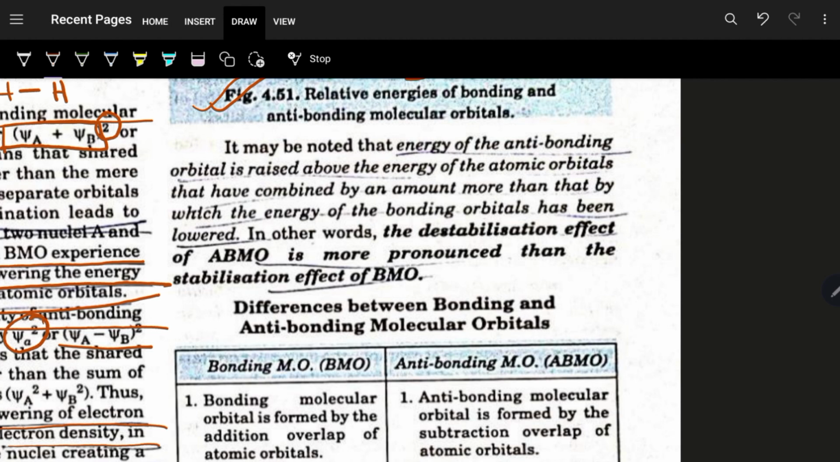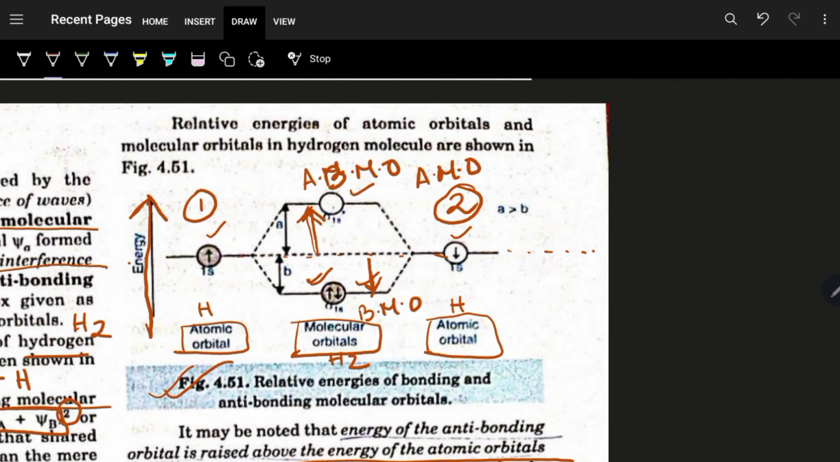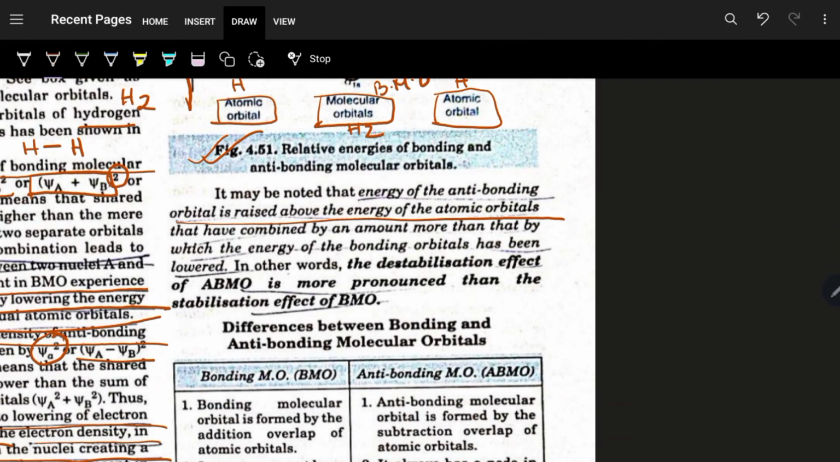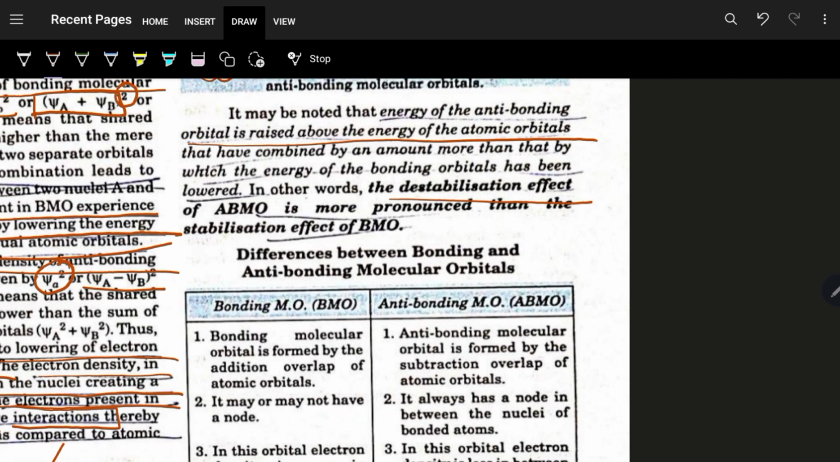It may be noted that the energy of the anti-bonding orbital is raised above the energy of the atomic orbitals. What is the energy of the atomic orbitals? This is the energy of the atomic orbitals, which I am calling the barycenter. The comparison of the raising or lowering will be with reference to the barycenter. In other words, the destabilization effect of the anti-bonding molecular orbital is more pronounced than the stabilization effect of the bonding molecular orbital we are seeing here.